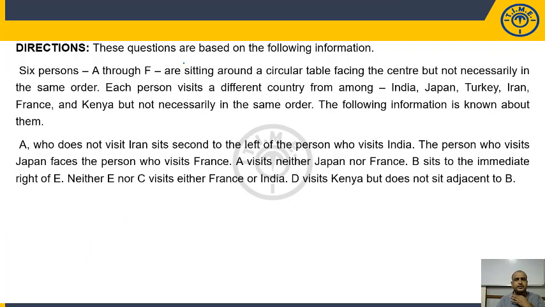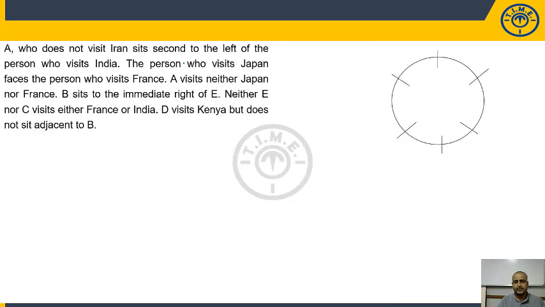There are 6 persons sitting around a circular table facing the center but not necessarily in the same order. Each person visits a different country from among India, Japan, Turkey, Iran, France and Kenya, but not necessarily in the same order. The following information is known about them. Okay, let's solve the set. So here is a 6 persons arrangement.